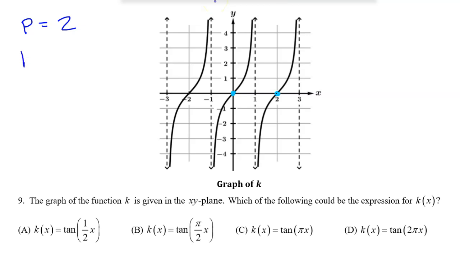We have learned that the b value for a tangent function will be pi divided by the period. So the b value is pi over 2. That only matches with answer choice B.